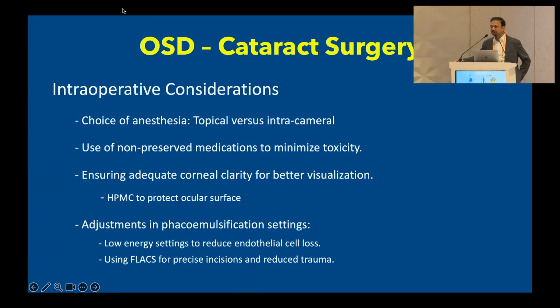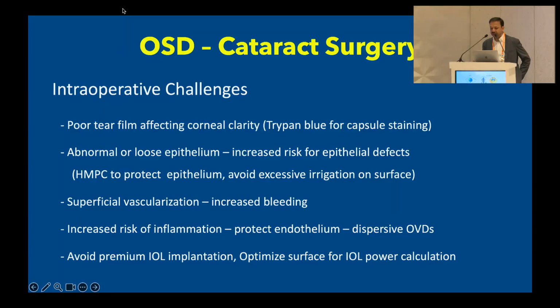And also remember, in these kinds of eyes, you don't want too much inflammation. Try to do phacoemulsification using lower parameters. And yes, flux can be considered, where you can get the rhexis and the fragmentation done, so the overall use of phacoemulsification can be minimized.